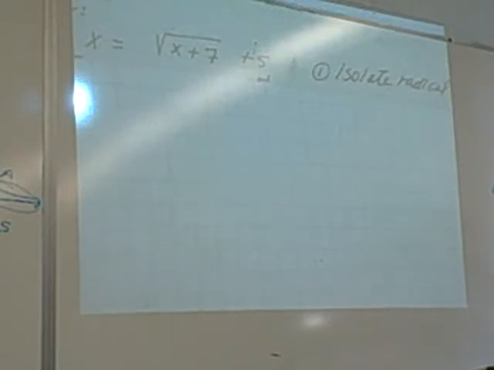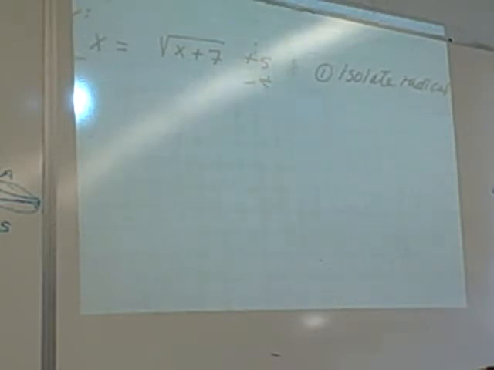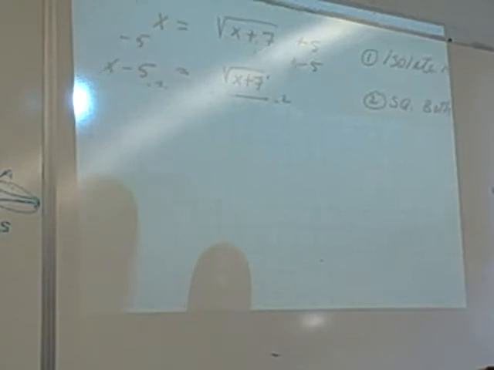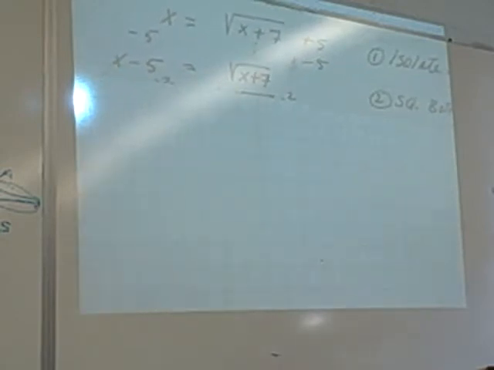My first step is to isolate the radical. So what do you think I'm going to do? Subtract 5 from both sides. Okay, so what do I now have? Are we good with that? x minus 5 equals the square root of x plus 7. Get rid of the radical. So what do I need to do?